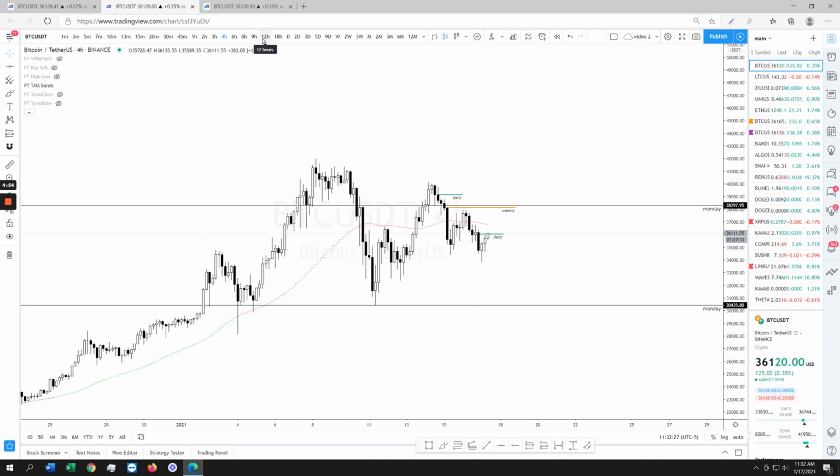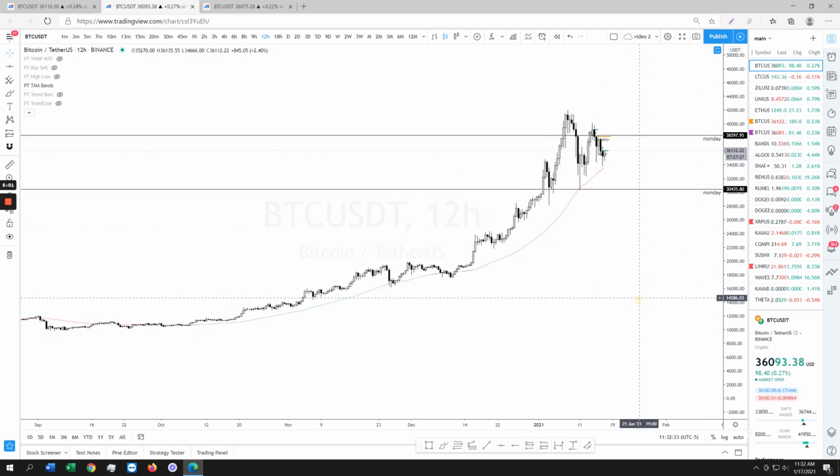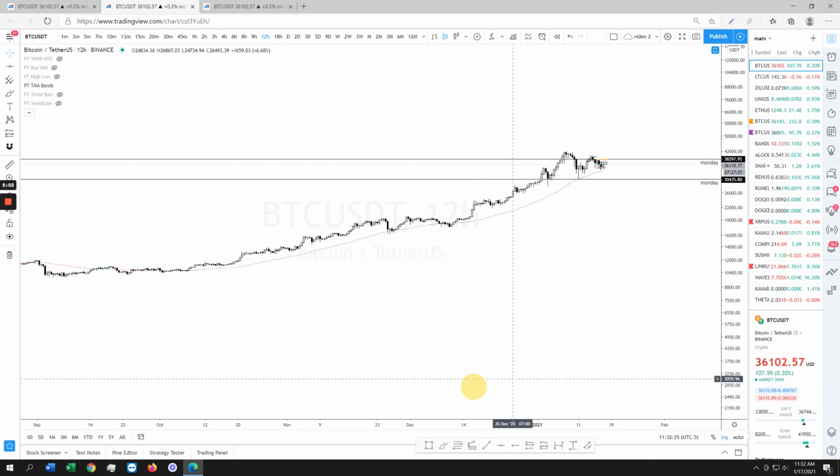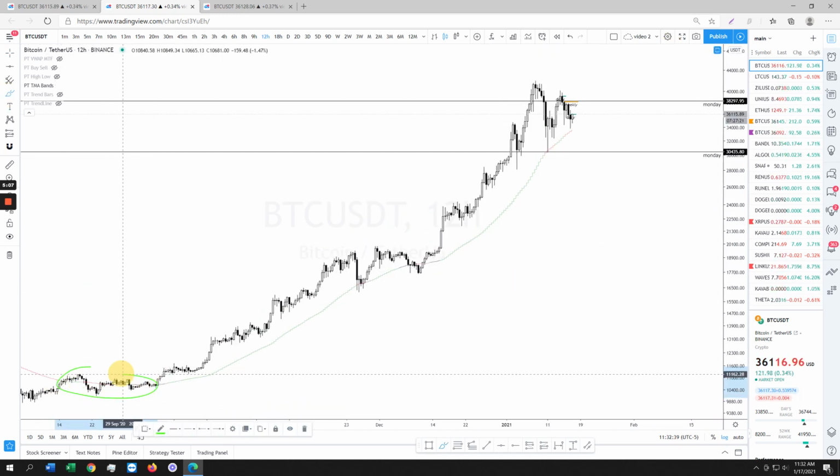The most important one from a macro stance is the 12 hour, because we usually always tap it and then run off it. I said this to you guys numerous times in previous videos, that if you consolidate above it or on it, you're going to start a new trend, right?